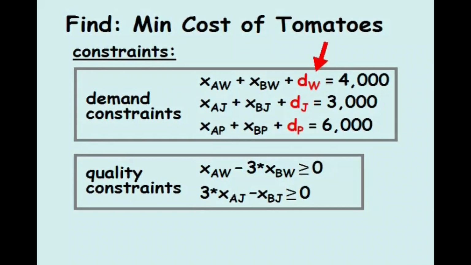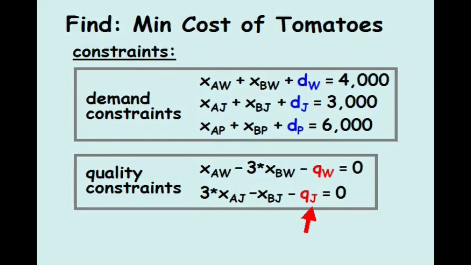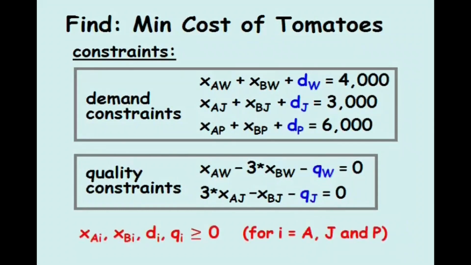Since unmet demand is not acceptable, we'll assign a large cost to these 3 variables such that all demand will be met. Variables qw and qj will be subtracted from the left-hand side of the quality constraints. These surplus variables allow for the quality of each product to be greater than the minimum. Lastly, all variables in this problem shall be non-negative.